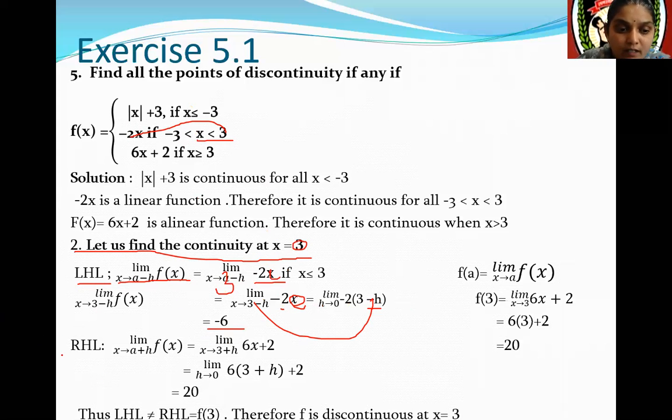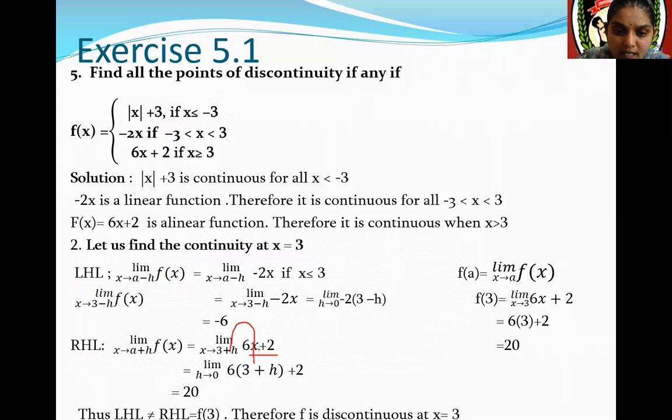Then I define right hand limit. What's the right hand limit? Limit of f of x as x tends to a plus h. It is x tends to 3 plus h because we are finding the continuity at x equal to 3. The function is 6x plus 2. What is our x? X should be replaced by 3 plus h. This x is replaced by this limit value 3 plus h. 6 into 3 plus h plus 2. 6 3s are 18. 18 plus h, h is negligibly small, you know, from the previous video. So 18 plus 2, it is 20. Right hand limit is 20.